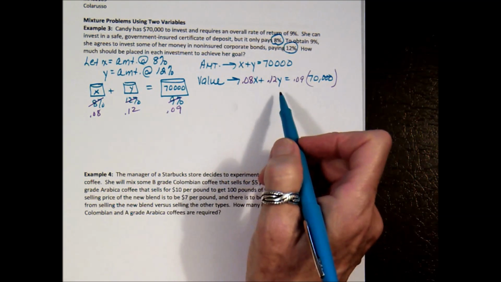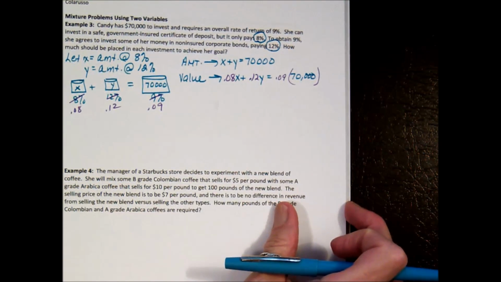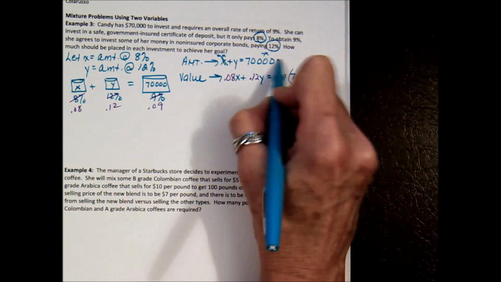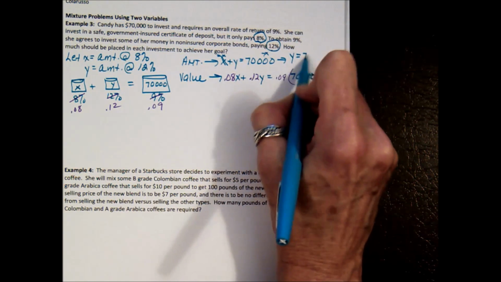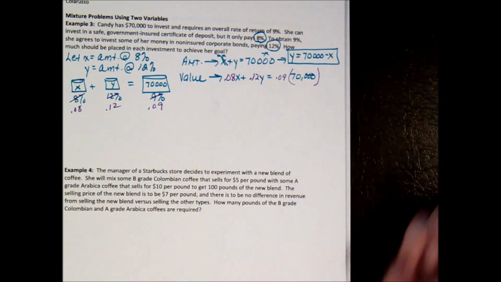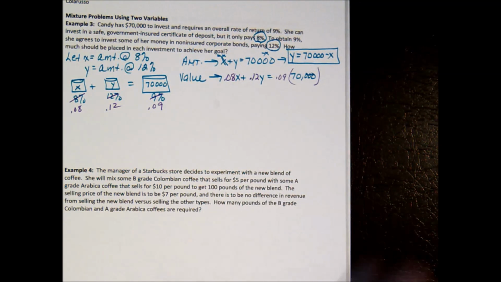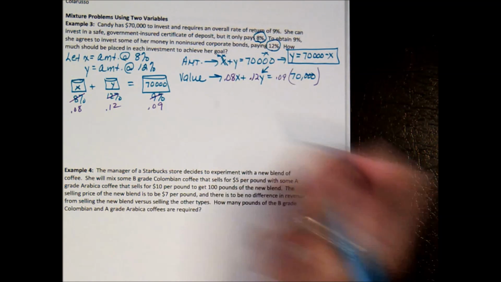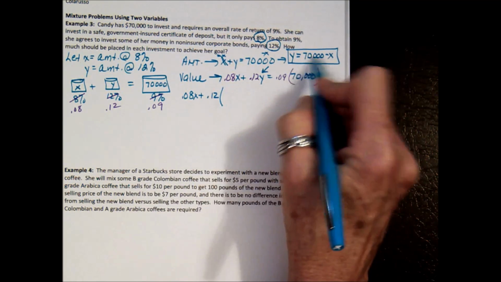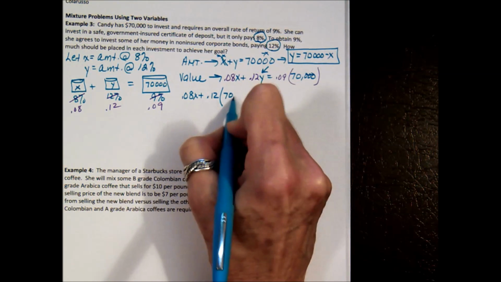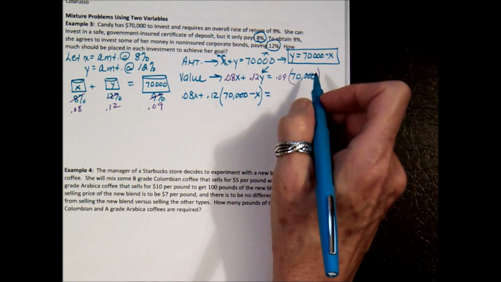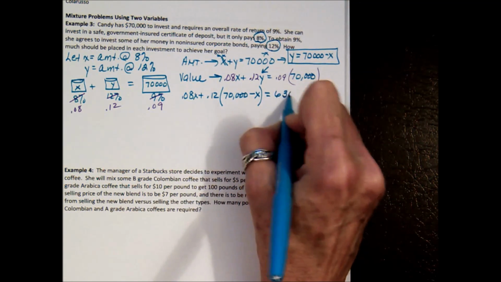Now I'm going to use substitution. You may use elimination if you choose, but I'm going to use substitution. So I'm going to subtract an X from both sides, and that's going to give me Y equals 70,000 minus X. And this becomes my substitution equation. Where does it get substituted? Right there. So I have 0.08X plus 0.12, take out the Y, put in its substitution, 70,000 minus X, equals, go ahead and if you multiply that out on your calculator, you will get 6,300.